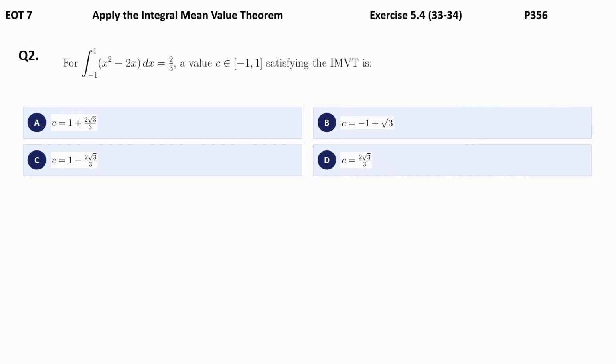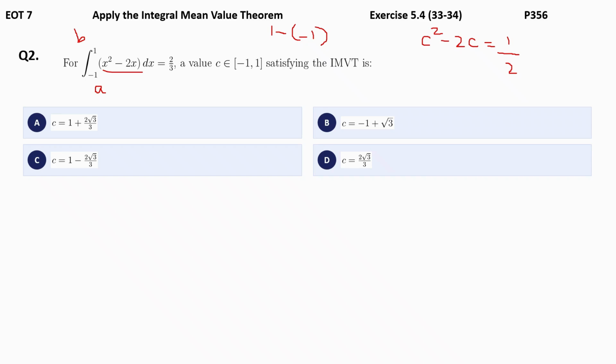Let's move on to question number 2. Same idea. So we will replace our x squared minus 2x with c squared minus 2c, which is equal to 1 over b minus a. Your b is 1, a is negative 1. So 1 minus of minus 1 becomes 2.